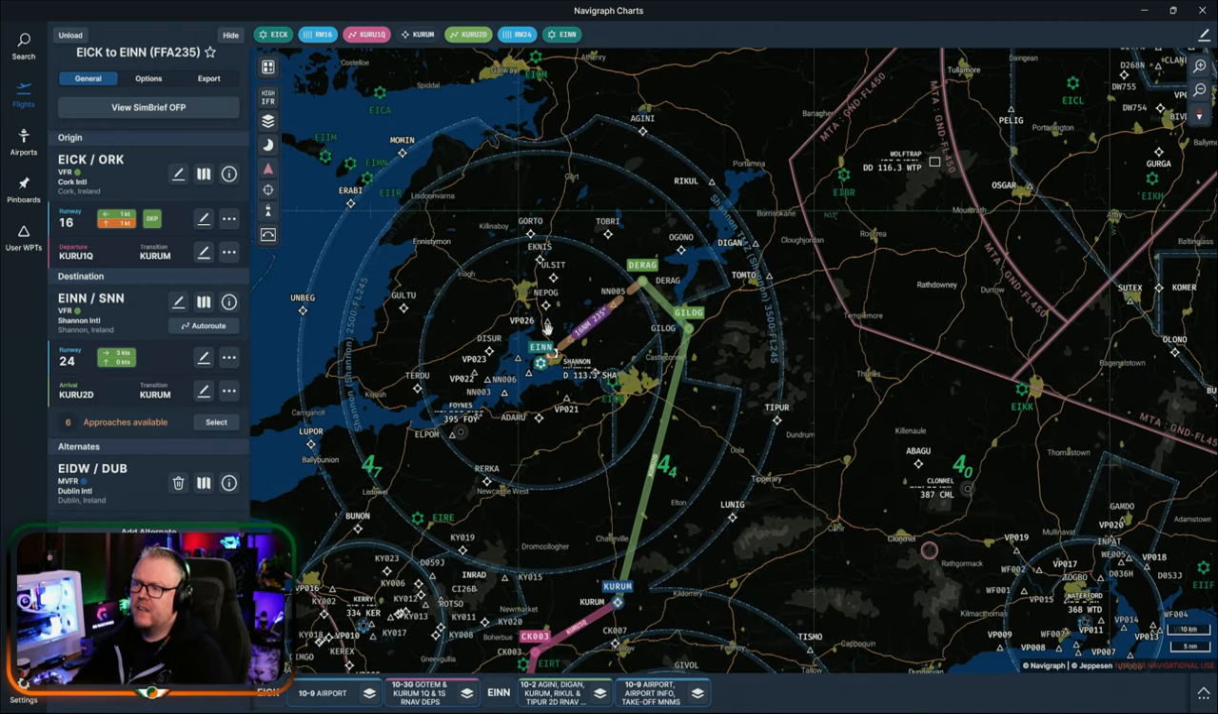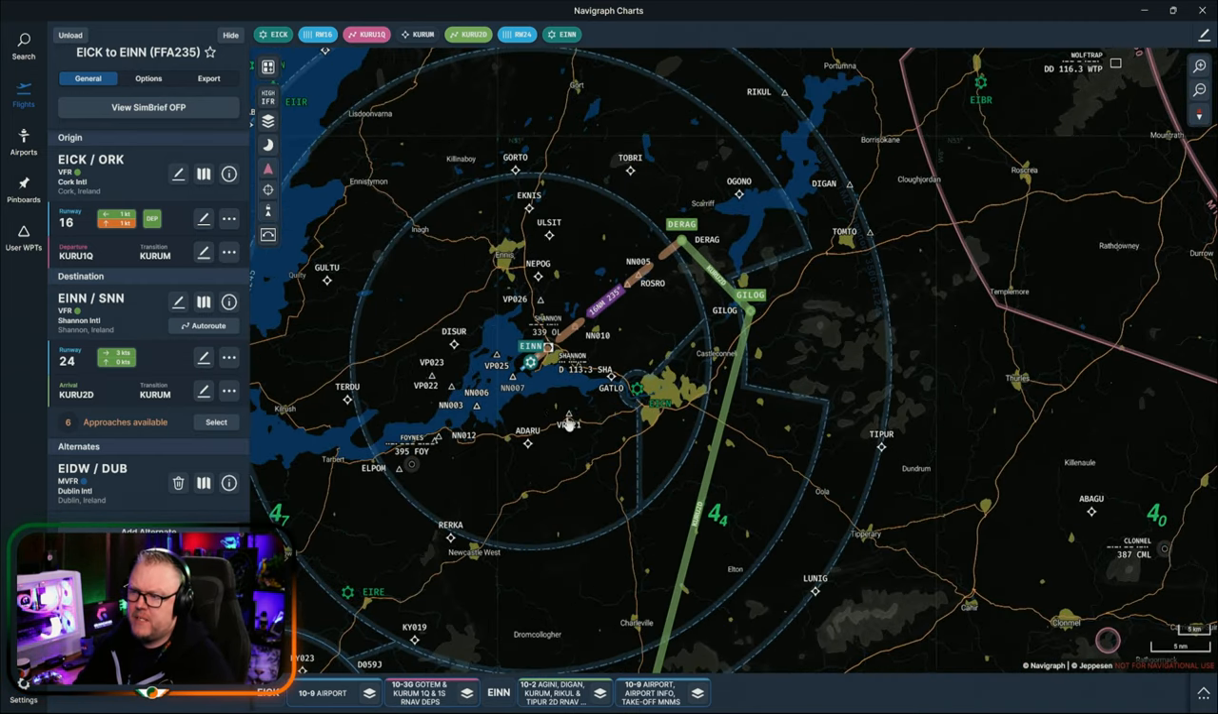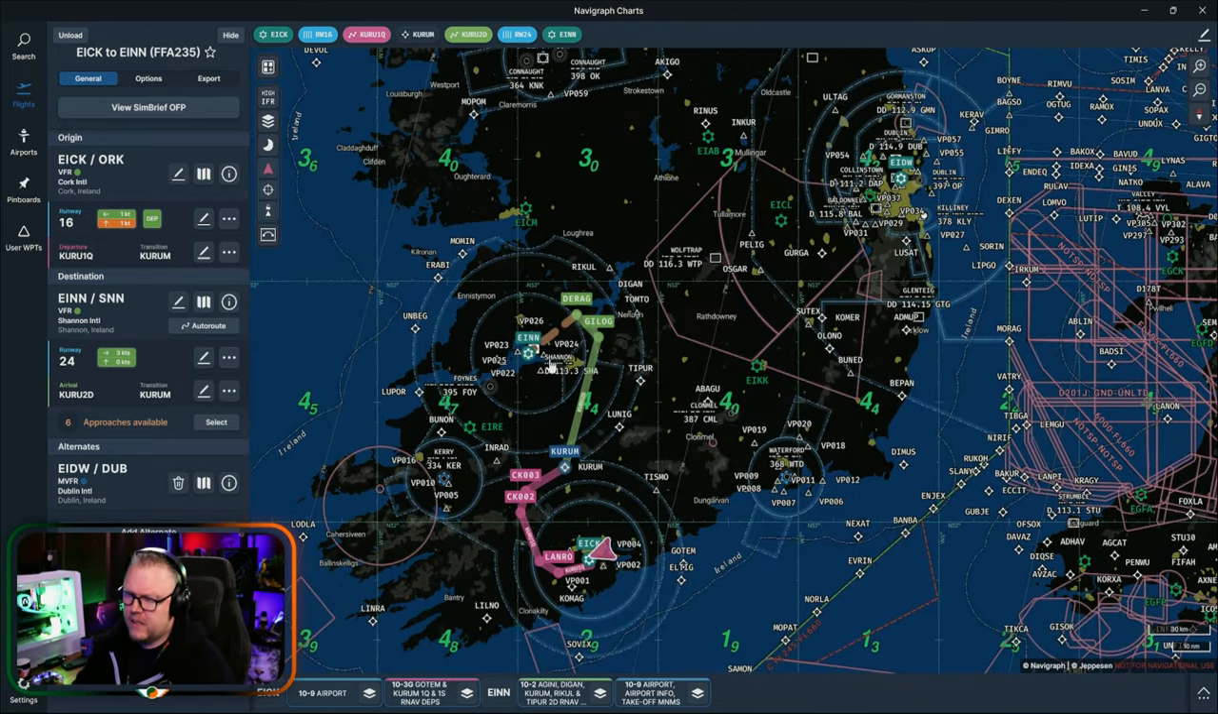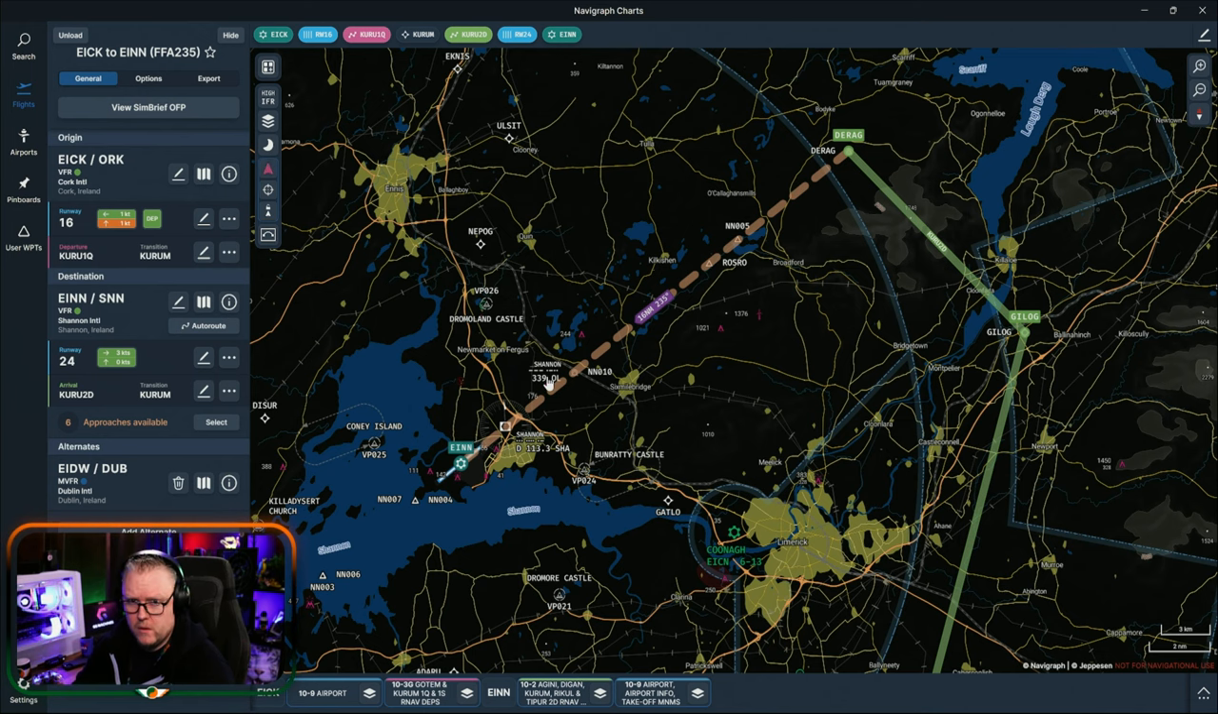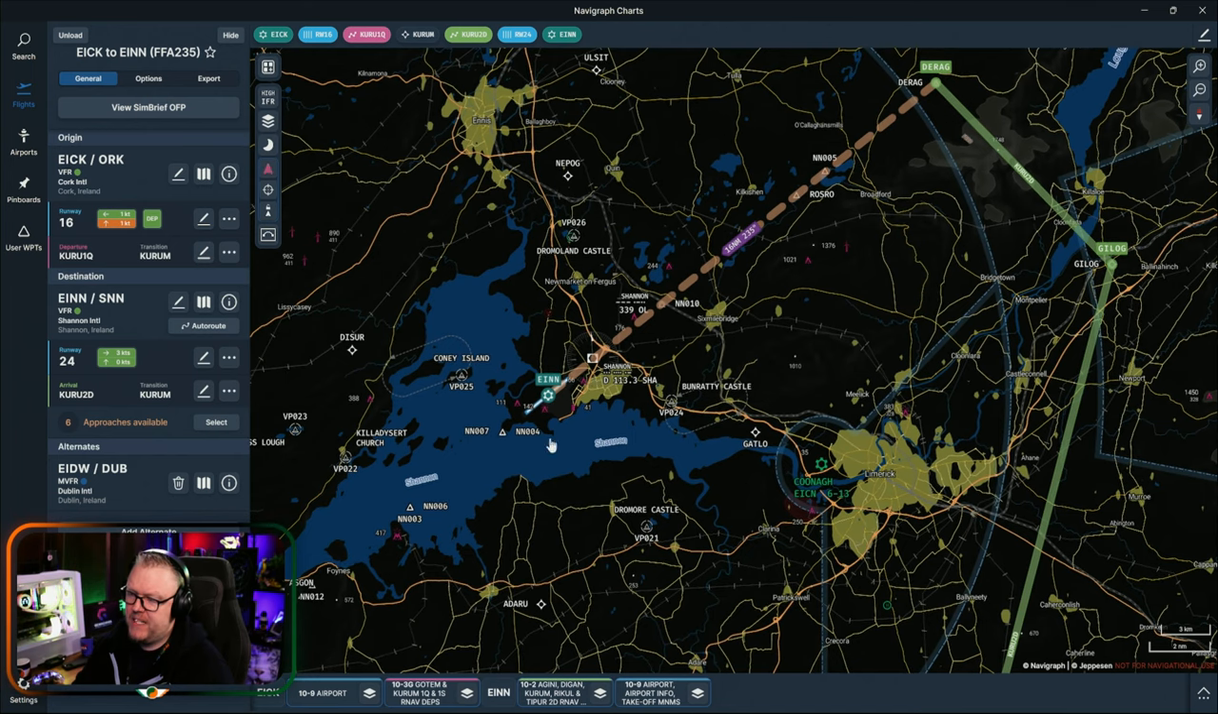What we're looking at here, this is where it gets important. So looking at our flight plan, and I'll go through the flight plan in a moment, we're going to be using Shannon's runway 24 for our arrivals, okay? Now, what happens if we miss the divil? Well, 'tis fairly simple now, right?